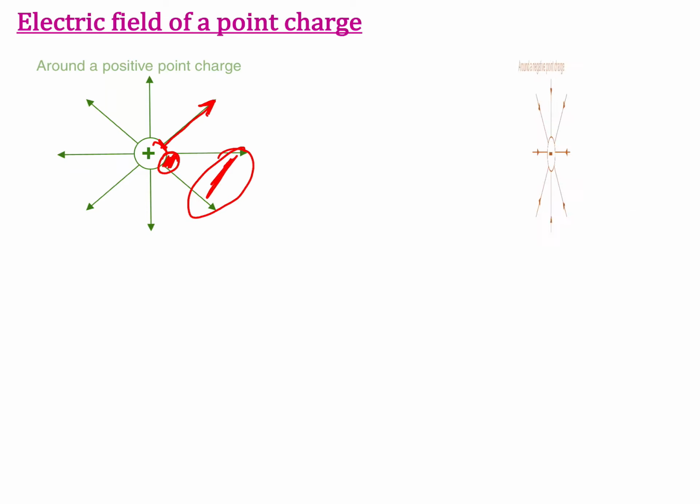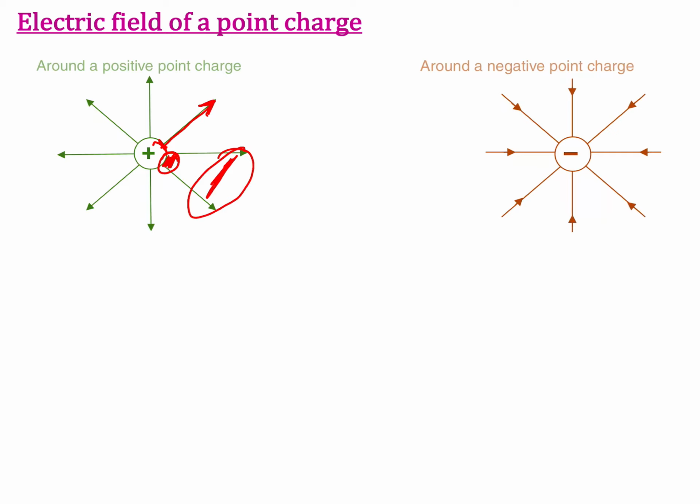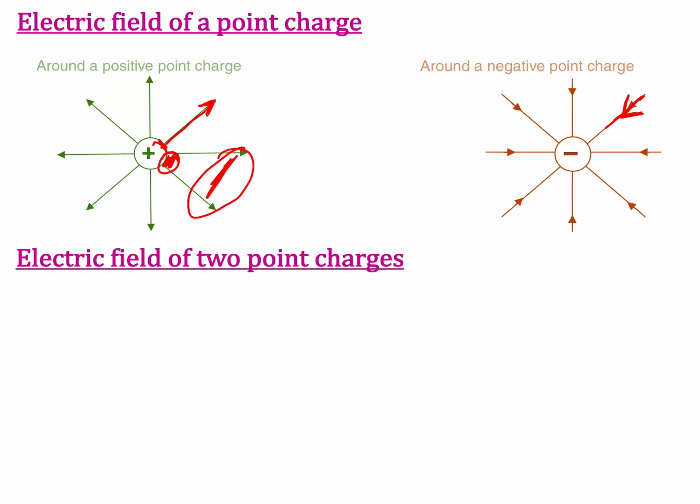For the negative charge, the shape looks exactly the same, the difference being that now it points towards the negative. This direction is very important. You must learn this. Please draw it with a ruler, make sure your lines don't cross, and make sure they're nicely spread out.